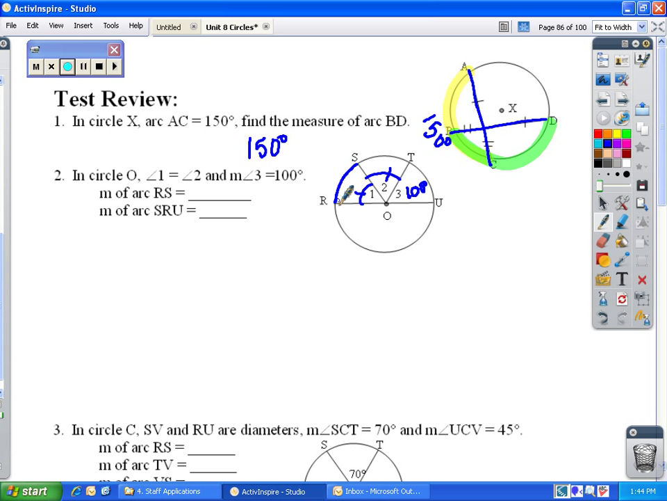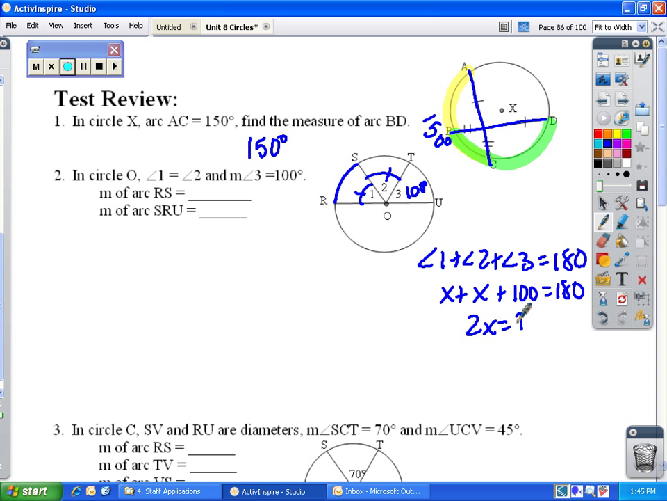So we know that angle 1 plus angle 2 plus angle 3 all equal 180 degrees. And angle 1 and angle 2 are the same. x plus x plus angle 3, which is 100, equals 180. That makes 2x equal to 80, which makes x equal to 40. All right, so if angle 1 is 40, that means arc RS is 40 degrees as well.